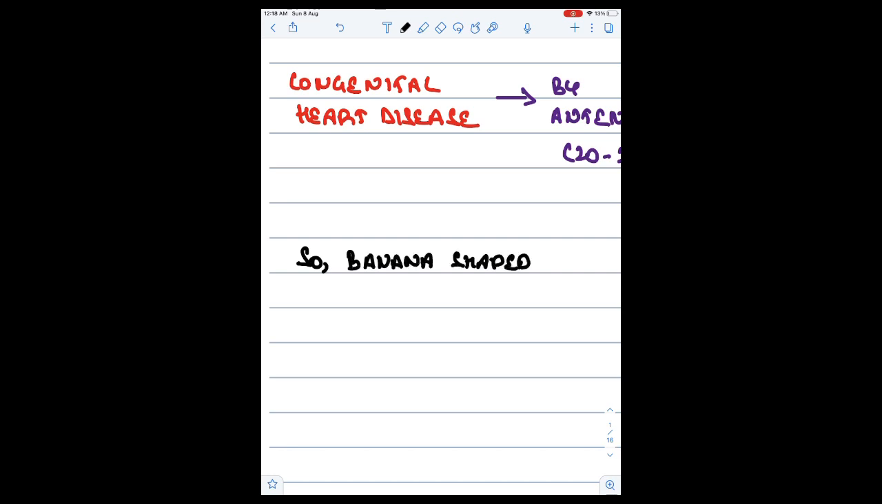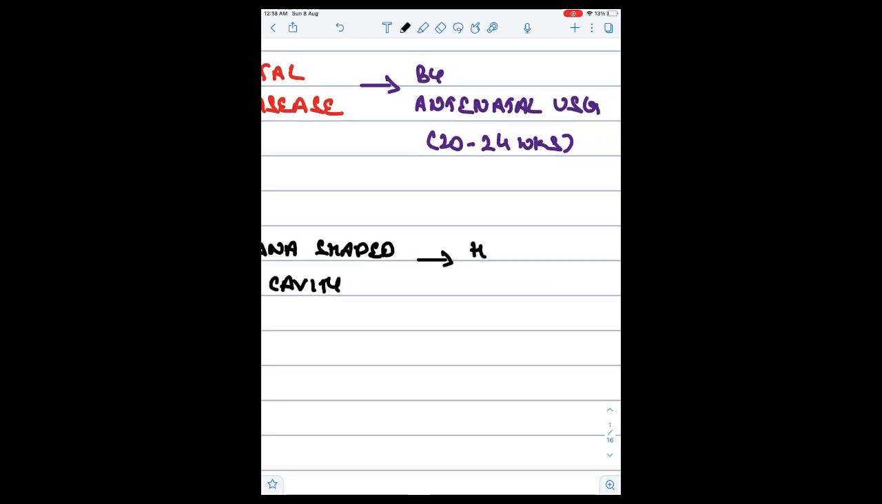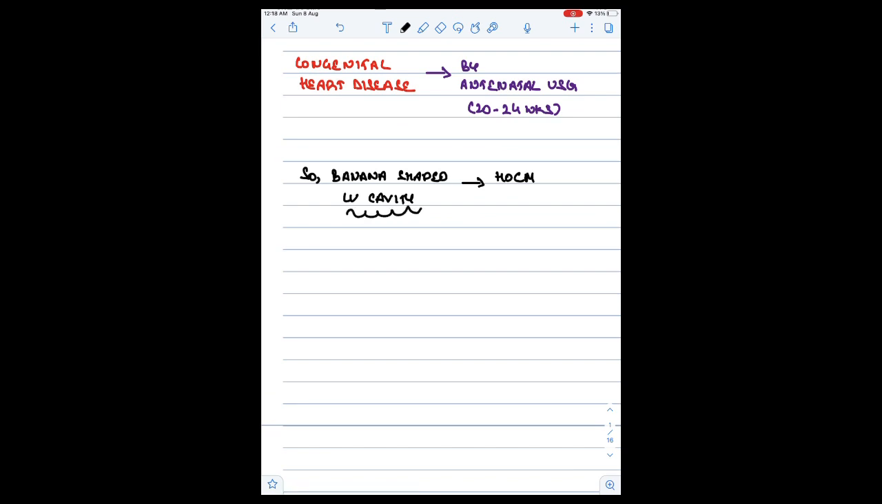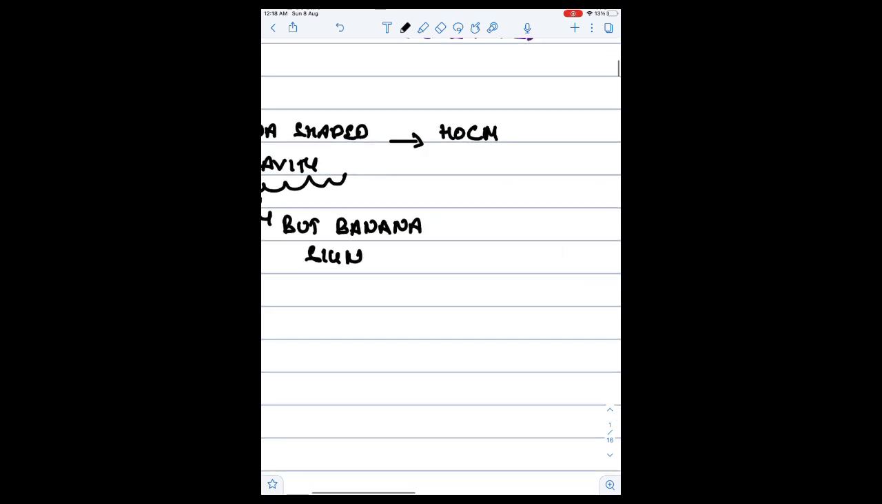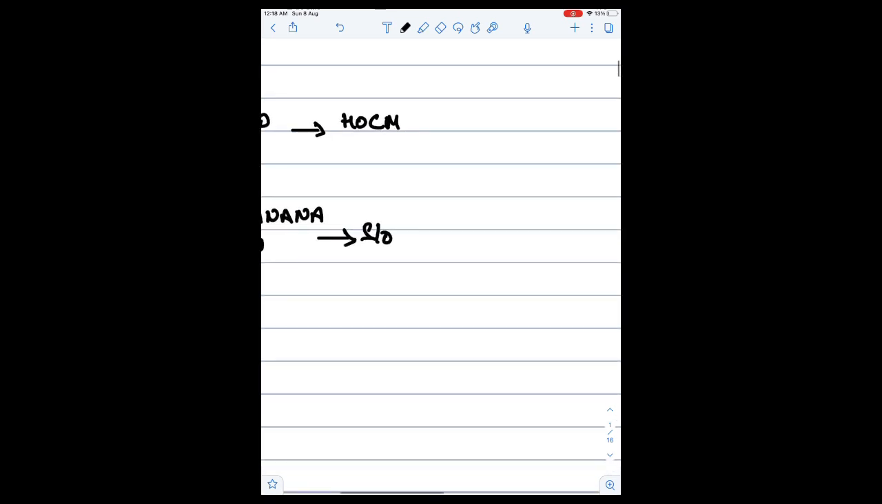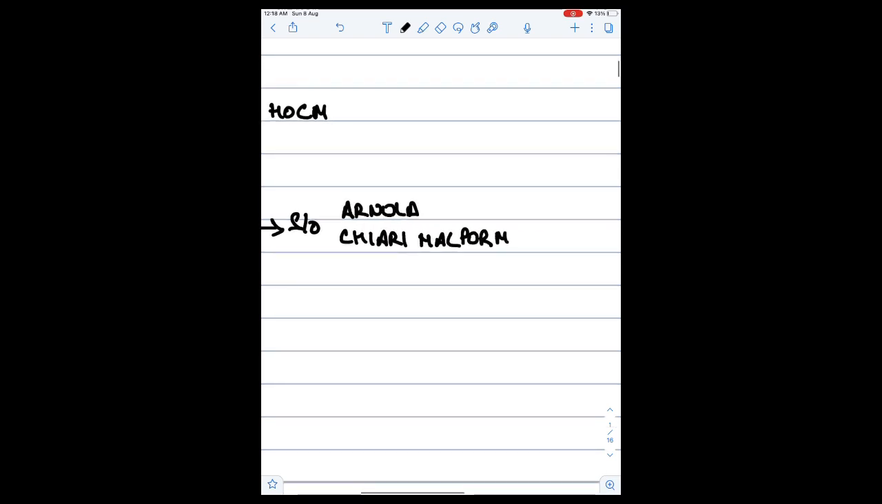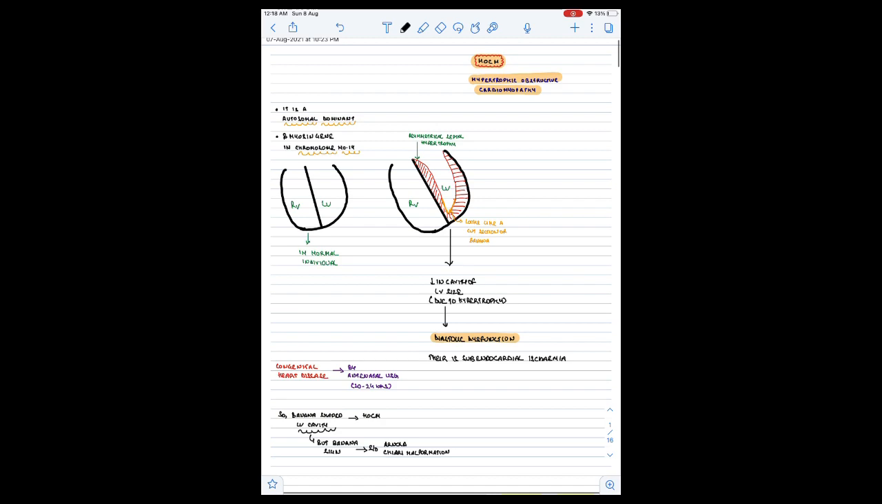So we can say that on cut section, the left ventricle cavity appears banana shaped, which occurs in HCM. But for MCQ purposes, if somebody asks about the banana sign, then the banana sign is different. The banana sign is a sign of Arnold-Chiari malformation. So there is a banana shape and there is a banana sign.